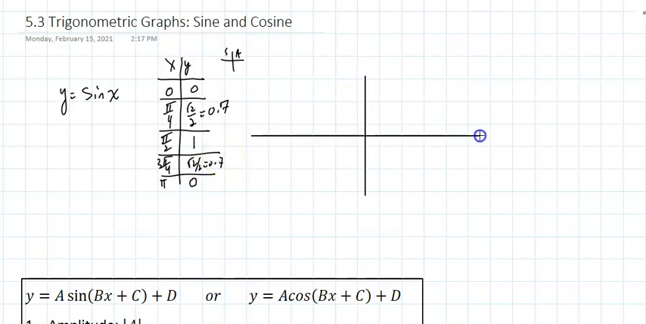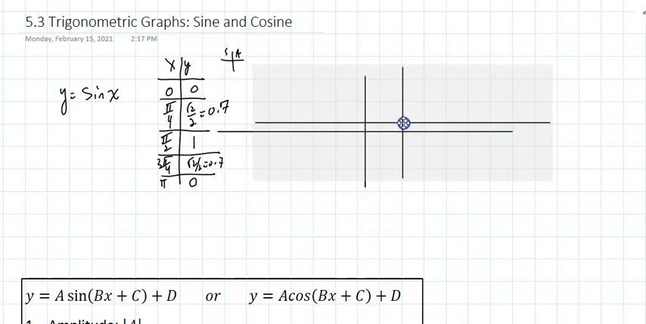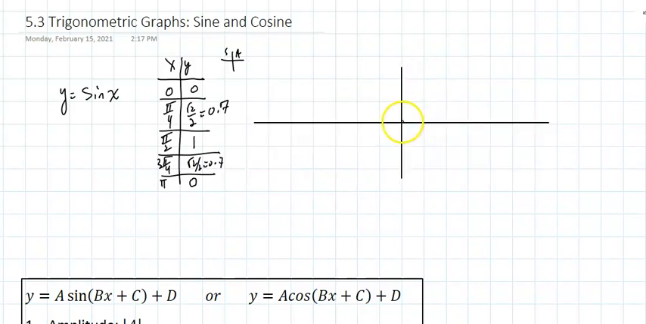If I put this on a number line, 0, and if I am to say that this is pi over 4, pi over 2, 3 pi over 4, and pi, at 0 I am at 0, at pi over 4, and let's say this is 1, I am at 0.7, about right there. At pi over 2 I am at 1. A smooth curve. At 3 pi over 4 I am at 0.7 again. At pi I am at 0.